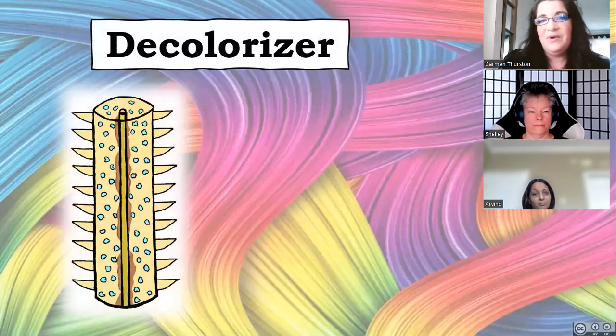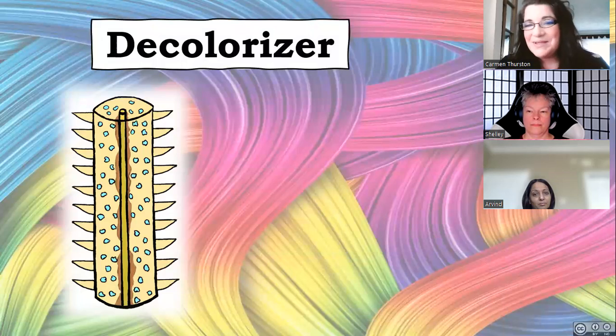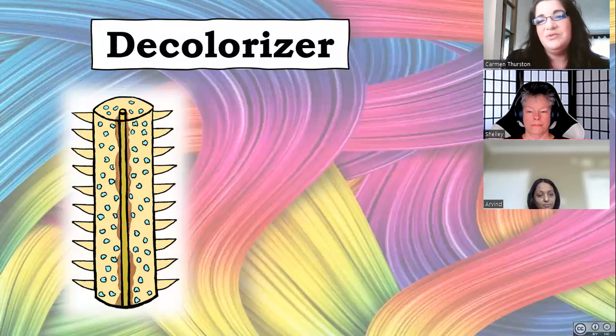The last thing I want to talk about is decolorizer. Even though this presentation is about hair color types, decolorizer actually isn't really a hair color. It is a tool we use in order to reduce and minimize pigment in the hair. This is otherwise known as bleach. It's important that we know what this does to the hair as well as the other color types.